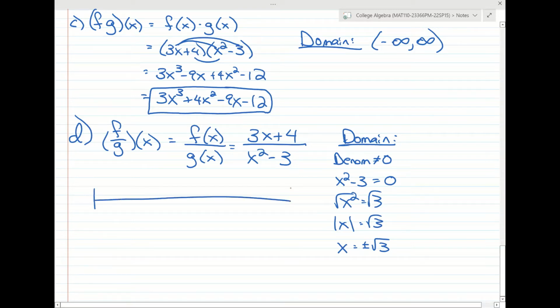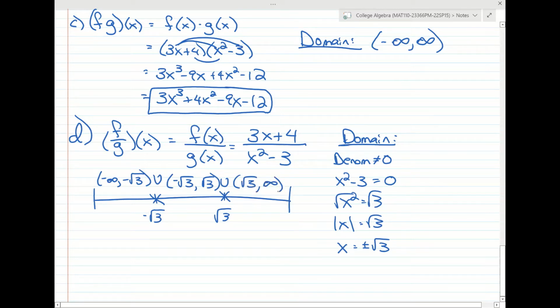So you could pick any value of x that you want, except you can't use the square root of 3, and you can't use negative square root of 3. So on a number line, it looks like we could use any number up to negative square root of 3, between negative square root of 3 and positive square root of 3, and any number bigger than the square root of 3. That would be our domain.